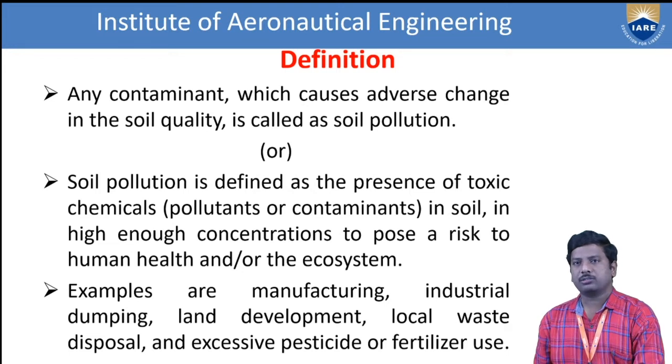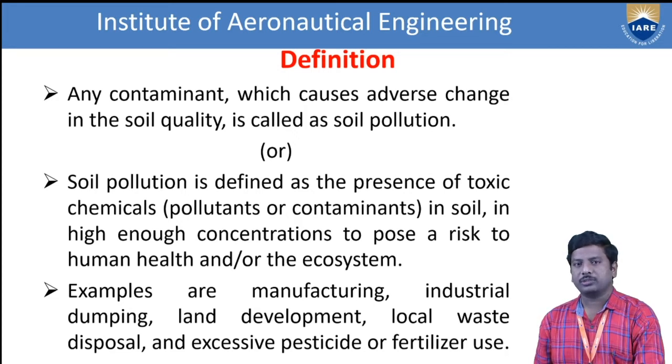So what is the definition? Soil pollution is defined as the presence of toxic chemicals, the derivatives of carbon, nitrogen and sulfur. All of these come under the category of pollutants or contaminants, simply called toxic chemicals in the soil in high enough concentration to pose a risk to human health or the ecosystem. That is soil pollution.